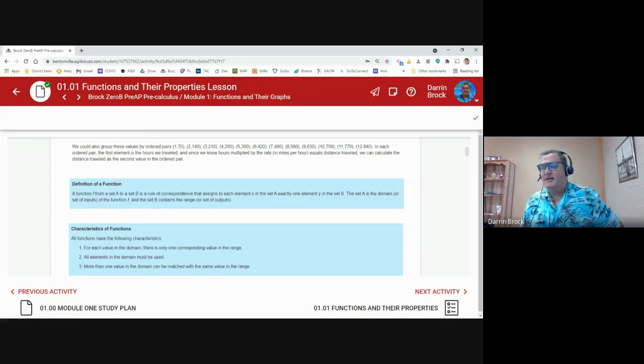Set A is the domain of function F, set B is the range, right? Because the X is the domain, Y is the range.